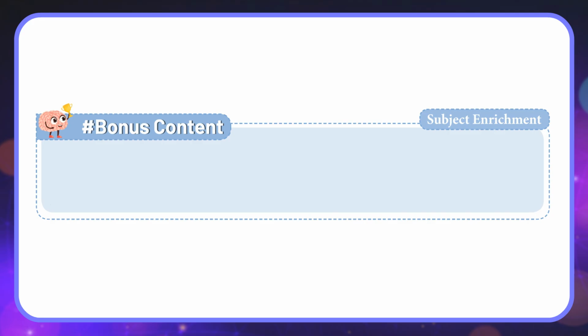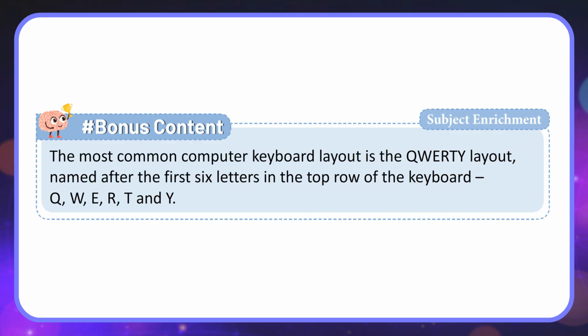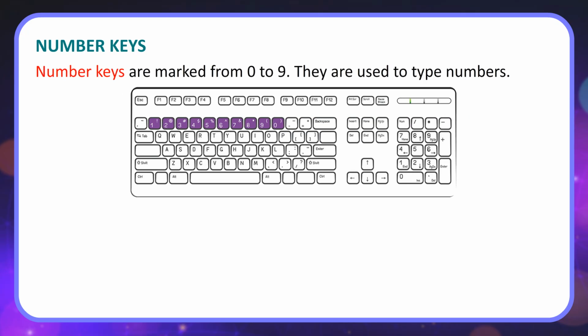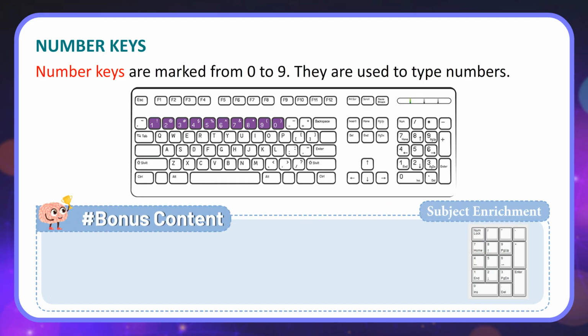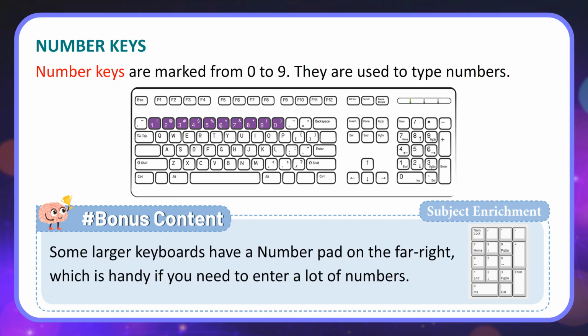Bonus content. Subject enrichment. The most common computer keyboard layout is the QWERTY layout, named after the first 6 letters in the top row of the keyboard, Q, W, E, R, T and Y. Number keys. Number keys are marked from 0 to 9. They are used to type numbers. Bonus content. Subject enrichment. Some larger keyboards have a number pad on the far right, which is handy if you need to enter a lot of numbers.